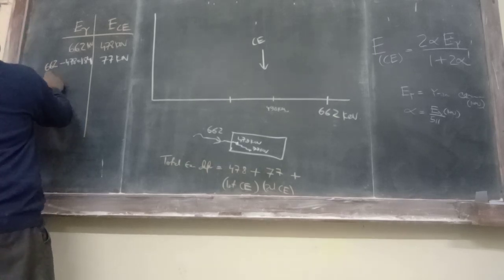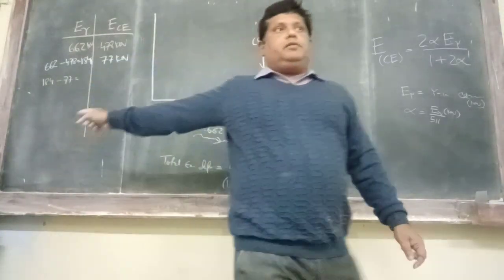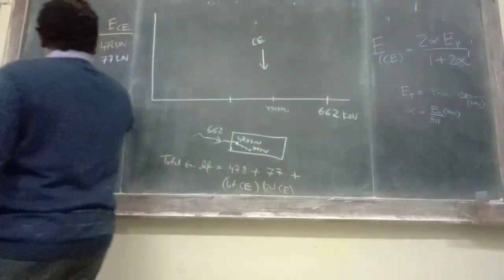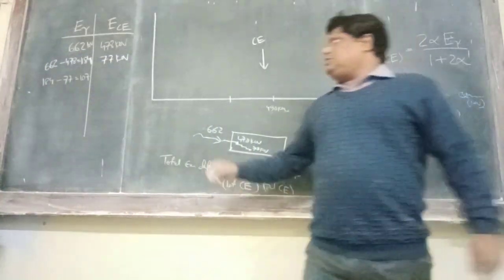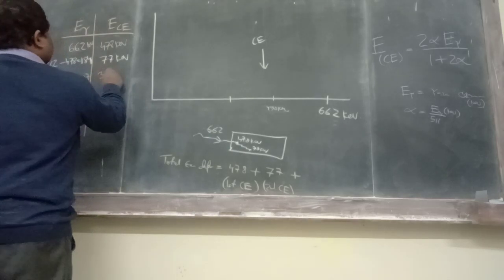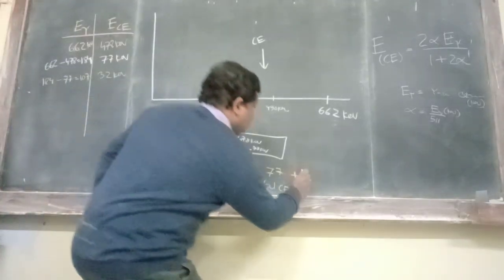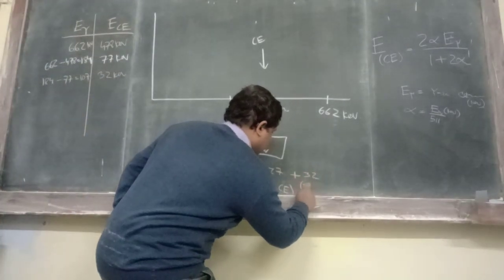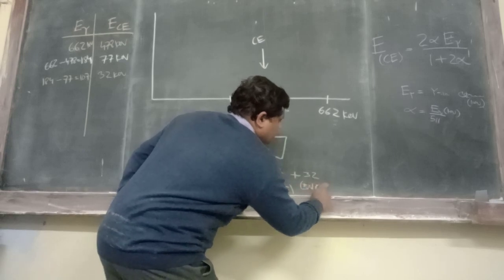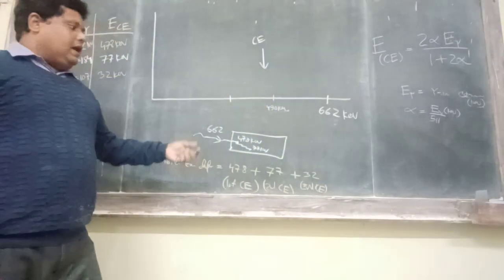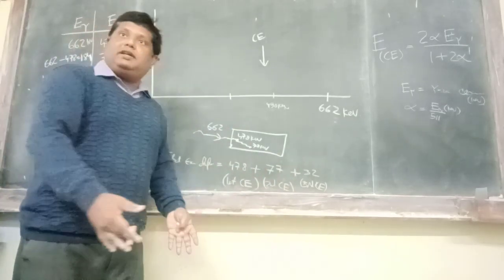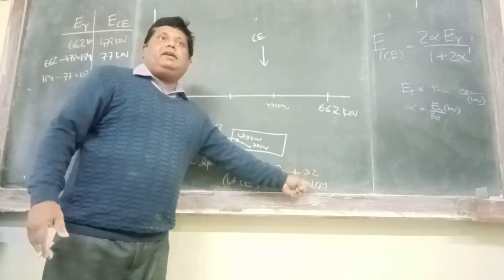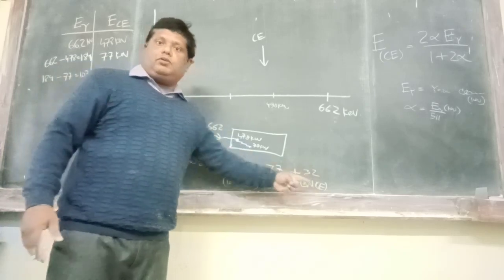We have to do 184 minus 77. How much is this? 107. What is the Compton Edge? 32. Okay, so 32 kV. So the third one is 32 kV. Now remember, it is possible to have lower energy after third Compton scattering, but I am finding the maximum energy possible. That's why I am finding the Compton Edge, maximum energy due to Compton scattering.